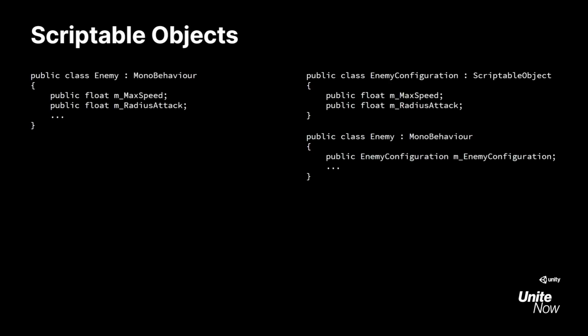Now here the tip is to use a scriptable object instance that is referenced in your prefab. If you do that, you will just use the memory for one copy of the data. On your right side, we have this enemy configuration class that extends scriptable object, and you can see that we have the same max speed, the same radius attack, and now in my enemy class, I simply have a reference to that scriptable object. Every enemy can have the same reference to that enemy configuration object, and even if we have thousands of those enemies, we will just save using the memory for these two floats, which is pretty convenient.